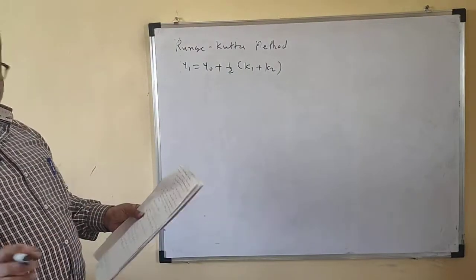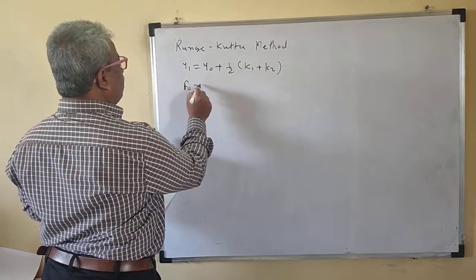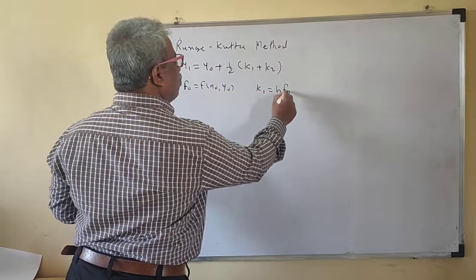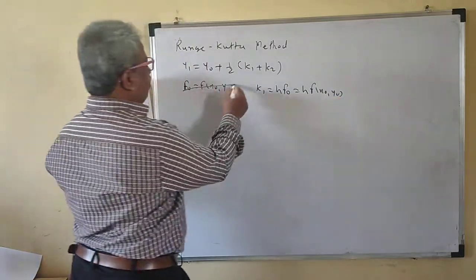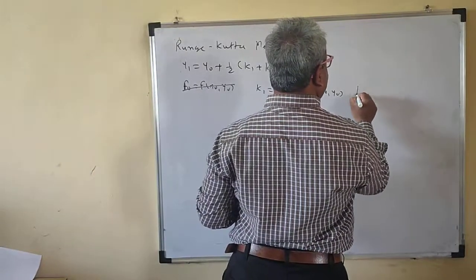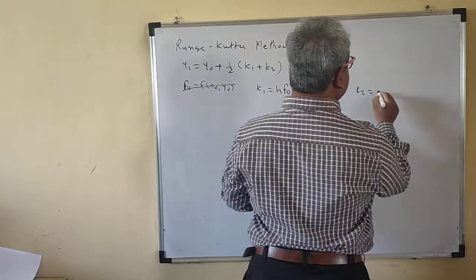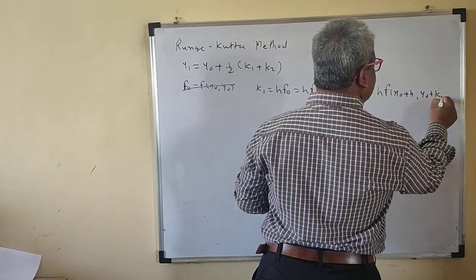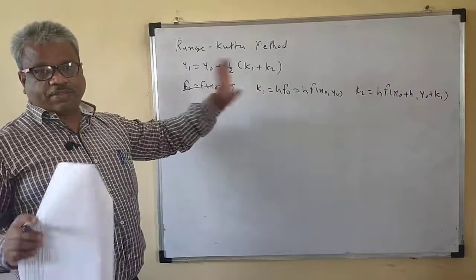There is no derivative, there is nothing else. The value of f0 is the same as f of x0, y0, and the value of k1 is h f0, that means h f of x0, y0. Just remember that k1 is equal to h f of x0, y0, and k2 is equal to h f of x0 plus h, y0 plus k1. So it involves only the two constants k1 and k2.